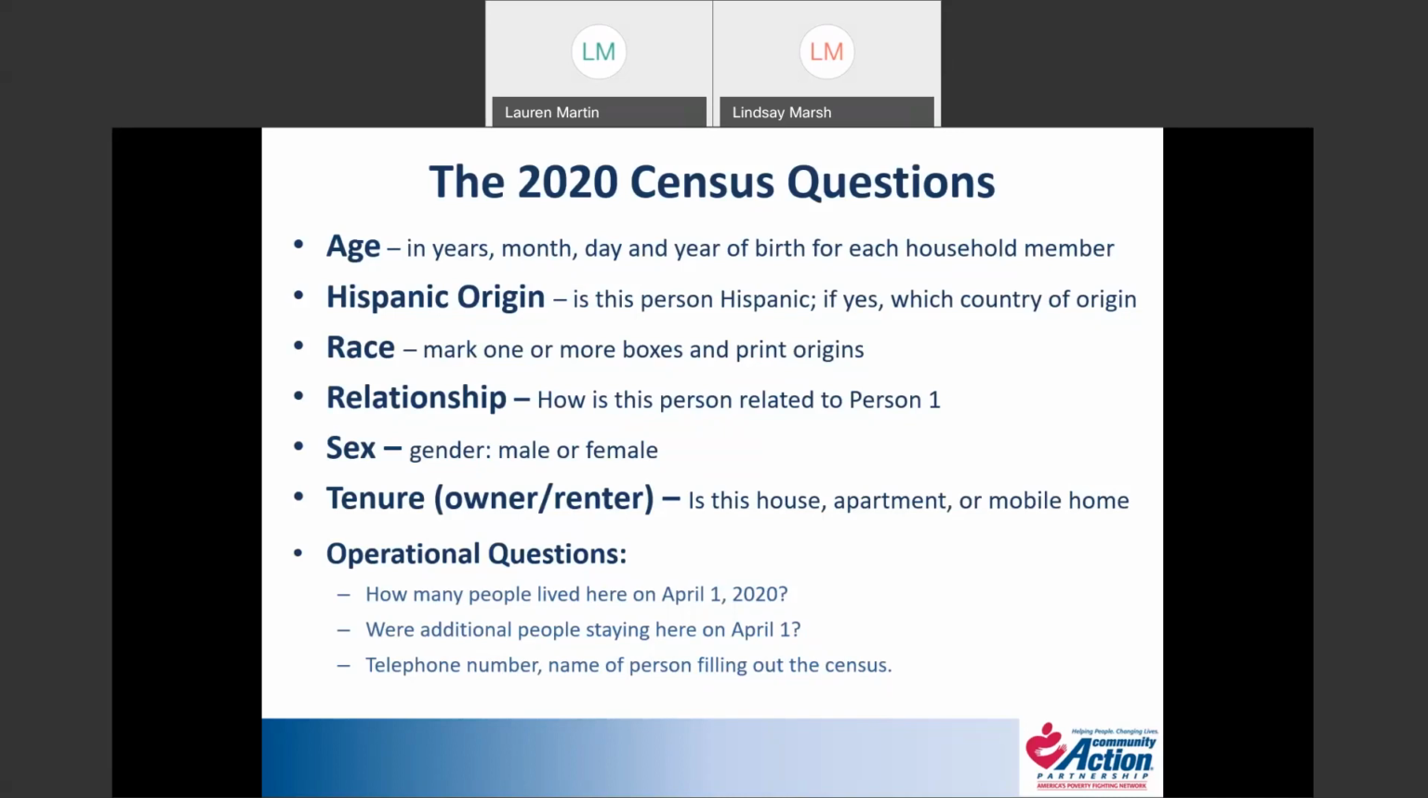Or a complex living arrangement, like a grandmother taking care of a grandchild. That grandmother might think that the grandchild will be counted by their parent, but if the child is living with the grandmother on April 1st, they should be counted on the census form. And finally, the census will ask the telephone number and the name of the person filling out the form. This is so if they have any follow-up questions, they know who to reach out to and how to contact them.